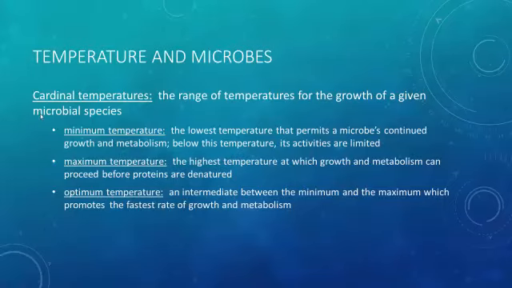There are going to be a variety of vocabulary terms used over the next 2 slides. I would recommend making some flashcards to help you get these down, because these need to become second nature to you. The first of these is cardinal temperatures. This is the range of temperatures a given organism can grow within. There are 3 sections within this range.